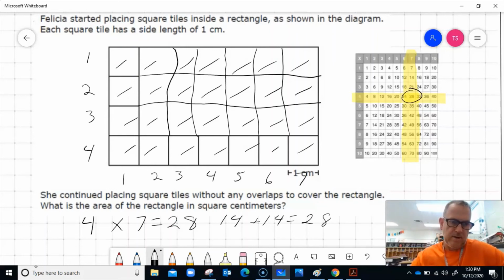So I got 28. I'll write that down. Okay, make sure I'll do it again. I'll cross it this time.